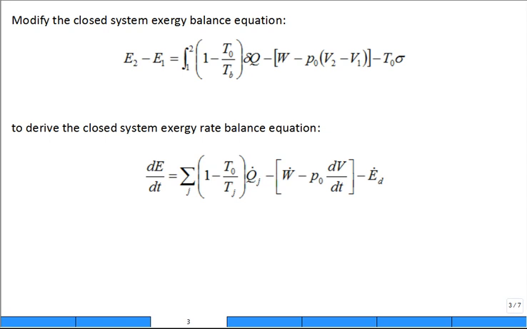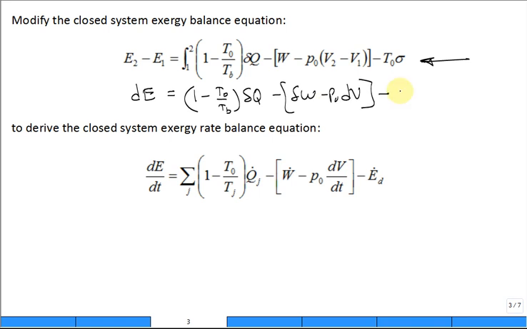Now, I'm just going to give you a Cliff Notes version on some of these derivations because we want to get to open systems. You take the closed system, and instead of having it for a finite difference, you do it for an infinitesimally small difference. So that'll be 1 minus T naught over TB del Q minus del W minus P naught dV minus T naught del sigma. So a small amount of entropy generation, a small volume change, a small amount of work transfer, a small amount of heat transfer, and a small change in exergy of the system.